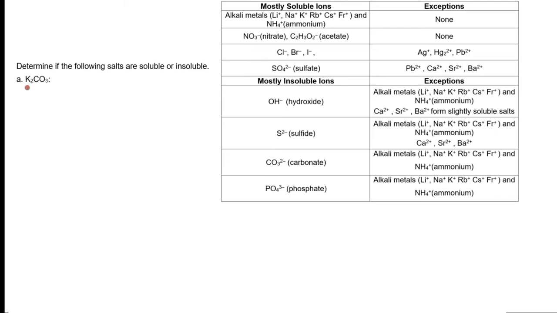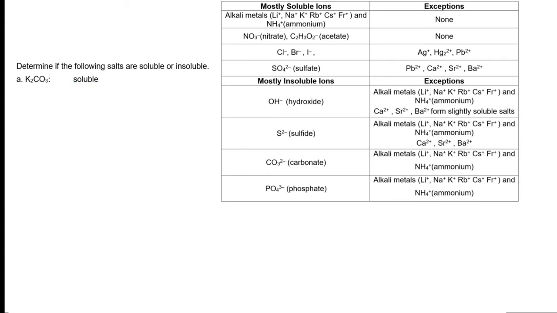Our first salt is potassium carbonate. First, I'm going to check out the cation. In this case, my cation is potassium, and I see I have a rule that includes potassium. The alkali metals are soluble, and there are no exceptions. So right away, I know that potassium carbonate is soluble.